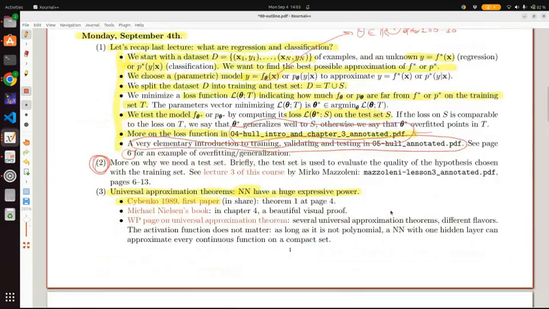Now, in this other reference here, this is a beautiful online book. And I strongly advise you to look at chapter 4, because there is a beautiful visual proof of why neural networks are universal approximators. And I can just summarize this proof.